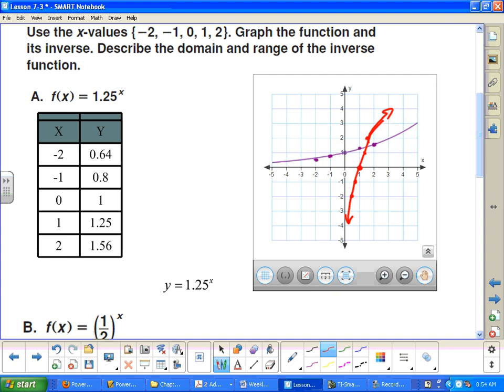Okay. Now, what is the inverse? F inverse of x will equal what then? Okay. Well, all we're doing is switching from exponential to logarithm. Okay. What's the base here? 1.25. So that means this is the log with a base of 1.25 of x.